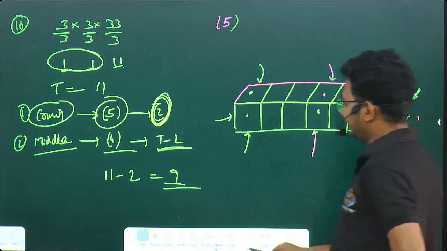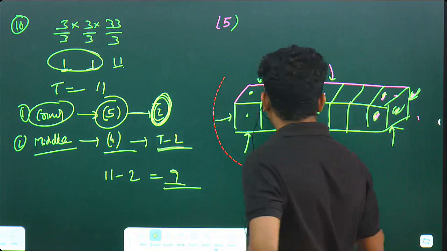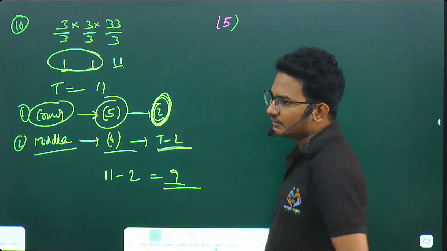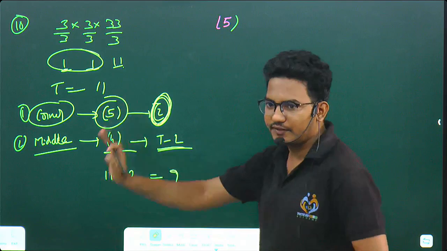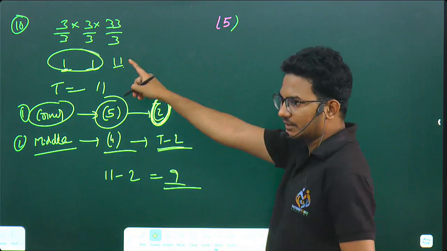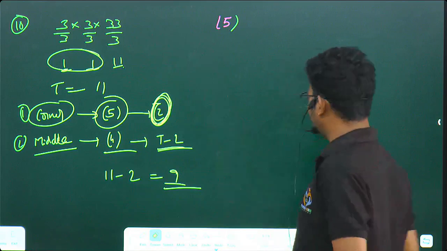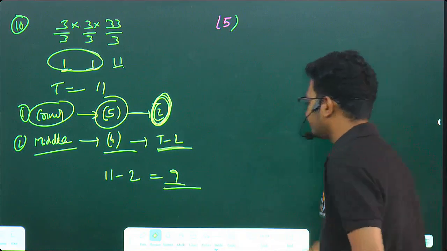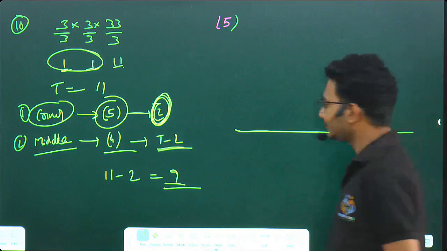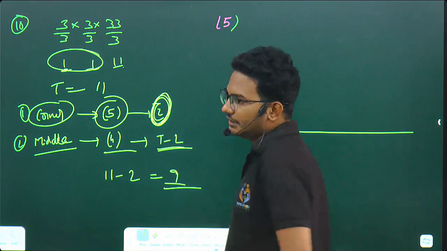Okay. Let me explain this one again. Here I have given a cuboid of 3 centimeters, 3 centimeters, and 33 centimeters. Let's say this is 33, this is 33, and this is 3.